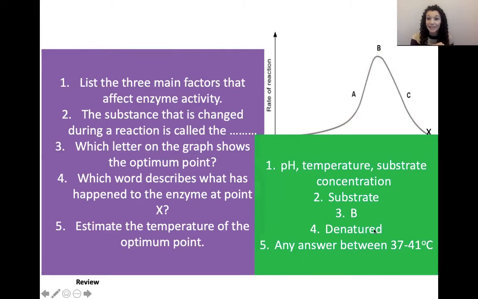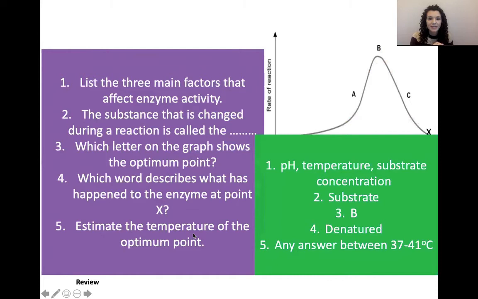It has denatured, so the active site has changed shape there because the temperature is too high. And therefore the substrate can no longer fit into the active site, and so therefore the enzyme doesn't work anymore, and we call it denatured.